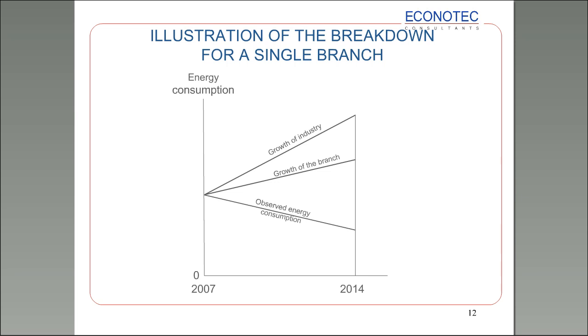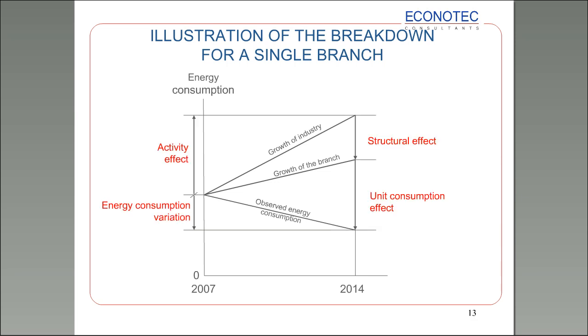If you go upwards, the next line is growing with the growth rate of the branch itself. So there you have the energy consumption that we would have observed in case the unit consumption of the branch had stayed constant. It's just growing like the activity of the branch. And the upper line, where it's written growth of industry, shows the energy consumption that we would have had if the consumption had followed the growth of the activity of manufacturing industry as a whole.